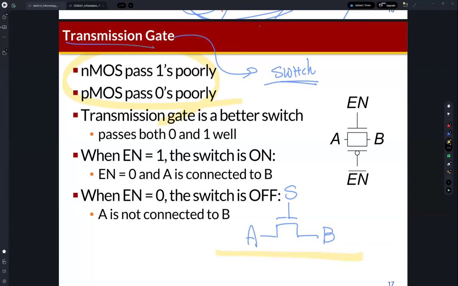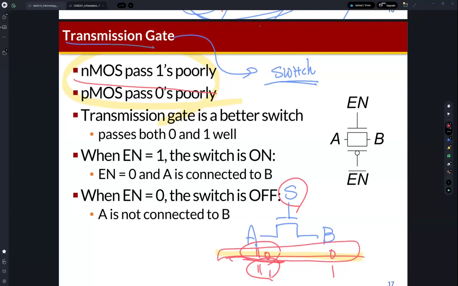This is the switch, okay? If S becomes 1, then the switch is connected, turned on, which means A can be 0 or A can be 1. If A is 0, then B becomes 0, and if A is 1, B needs to become 1. This is the definition of a switch. If S becomes 0, then it's disconnected. But what's the problem? The problem is that NMOS does not pass ones fully. So this is okay: if A is 0, then B becomes 0 if S is 1.